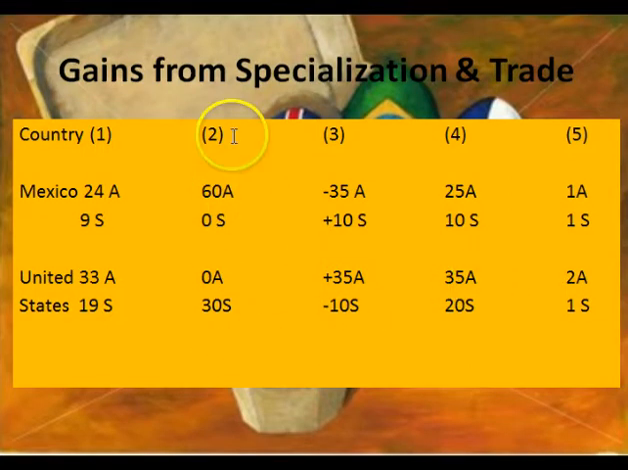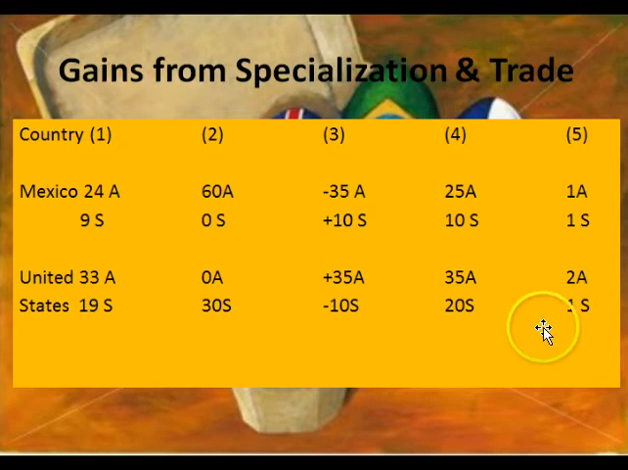So column 2 represents the production levels of each good with specialization. Column 3 represents what will be imported and exported as a result of the terms of trade. Column 4 represents the quantities of both products available in each nation after trade. And then column 5 represents gains from trade.